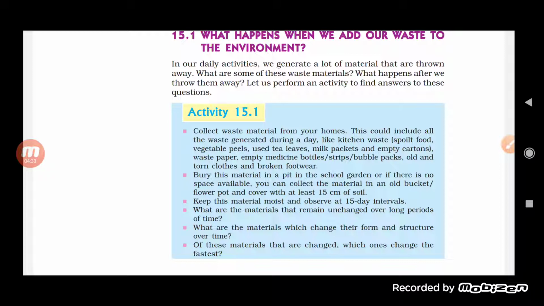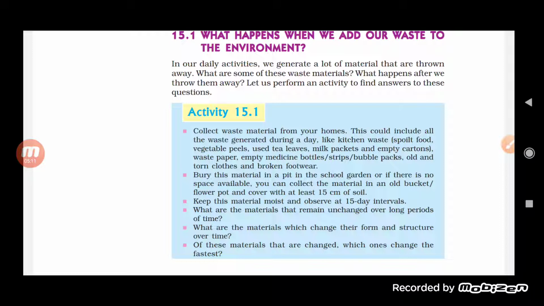Now what we will do is keep this material moist, and after 15 days we are going to observe it at intervals. After 15 days we have to check it again, and again after 15 days, so at intervals we check the material which we buried there. Now what is the observation that we are going to find here? Which materials will remain unchanged over a long period of time?